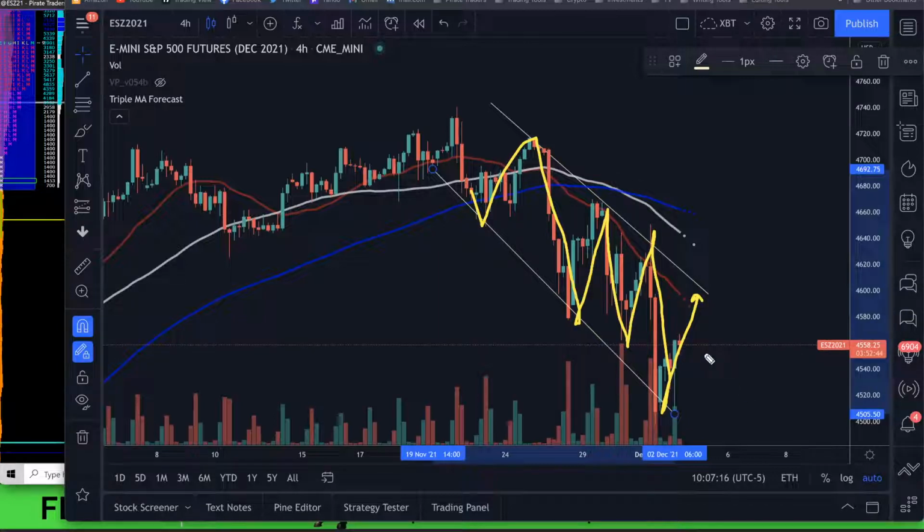But also sometimes with channels, you only get halfway. You get like 50%, which is right where we are. So that's just another reason we could find support here. Find resistance here.